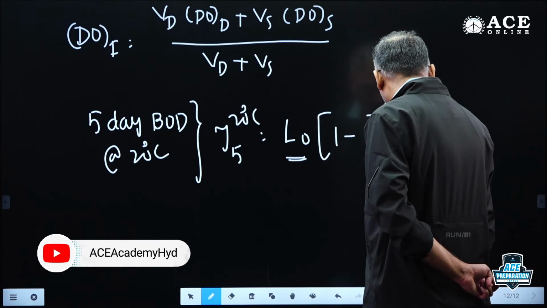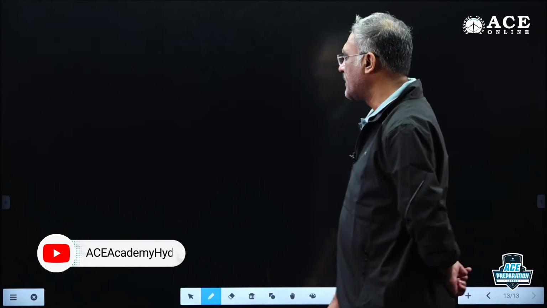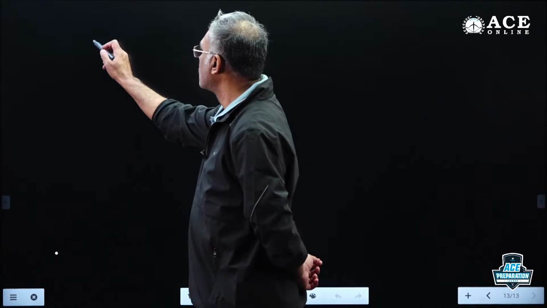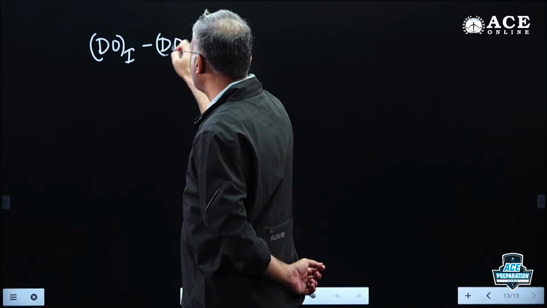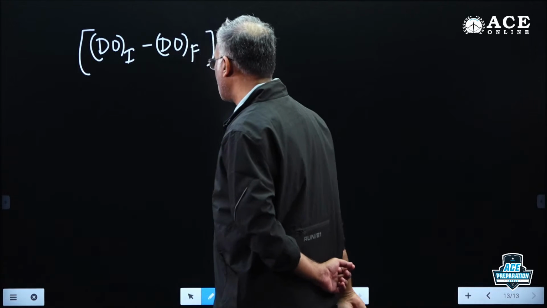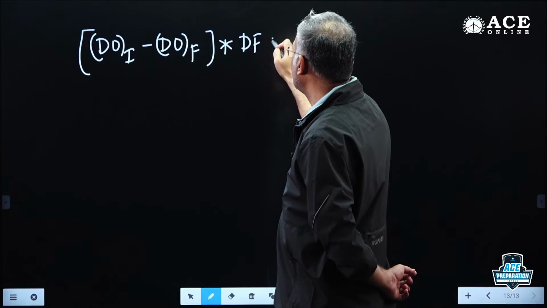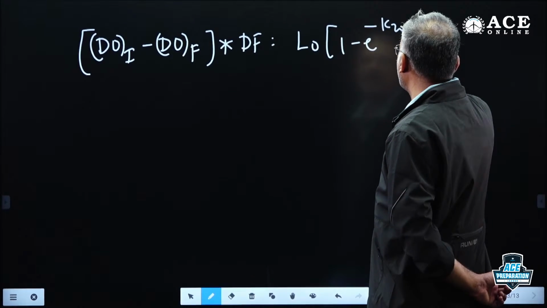For one time you test a sewage sample, right? We get this, and we can find out these values. So we can equate these two equations. Based on this, you'll frame questions in the exam. DO initial minus DO final into dilution factor is equal to L0 into 1 minus e power minus k20 into 5.